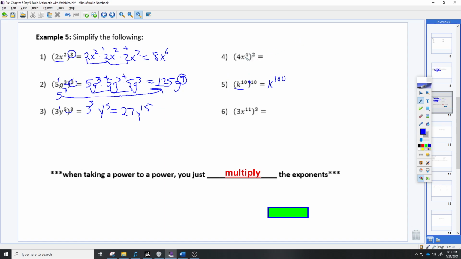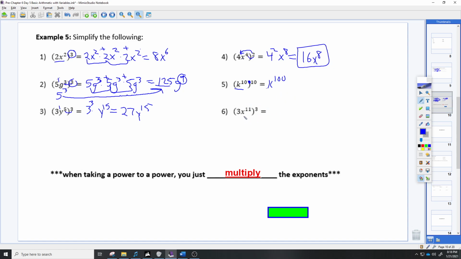Number 4. Again, we'll just do the variables. There's only one variable here, but we have x to the 4th being raised to the 2nd. So between these two, you multiply them together. So we have x to the 8th. And then here we have 4 to the 1st, which would be 1 times 2, or 4 to the 2nd. Some people just like to think that you just take the 2 and put it on top of the 4 as an exponent. You can do that too. So what is 4 squared? That would be 16. 16x to the 8th, and that's your final answer.